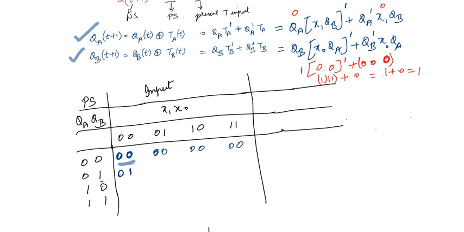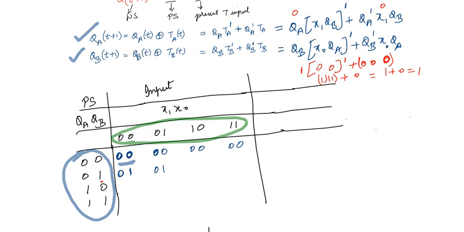Okay, right? So like this, it's very simple. Once you have this expression, you have to plug in the present state values, these values, as well as the inputs, and fill this part, which is the next state. I'm going to write it. These things you can pause the video and fill in on your own.